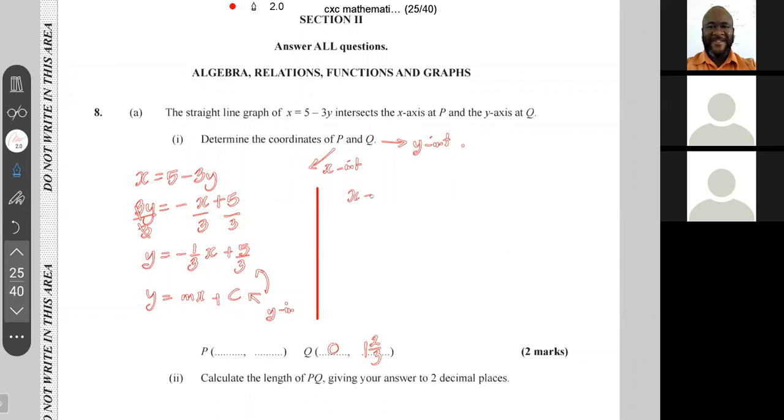For the x-intercept, we can probably use this version of the line, x is equal to 5 minus 3y. Same line. Now, the x-axis is the line y is equal to 0, so the y-coordinate is always 0. So when y is equal to 0, x would be equal to 5 minus 3 times 0. 3 times 0 is 0, and 5 minus 0 is still 5. The x-coordinate is 5, the y-coordinate is 0. P is the point 5, 0.